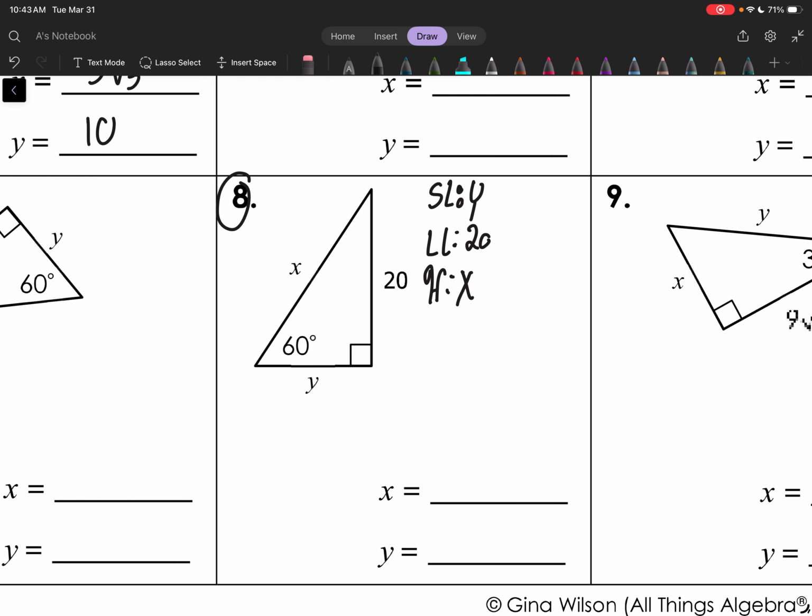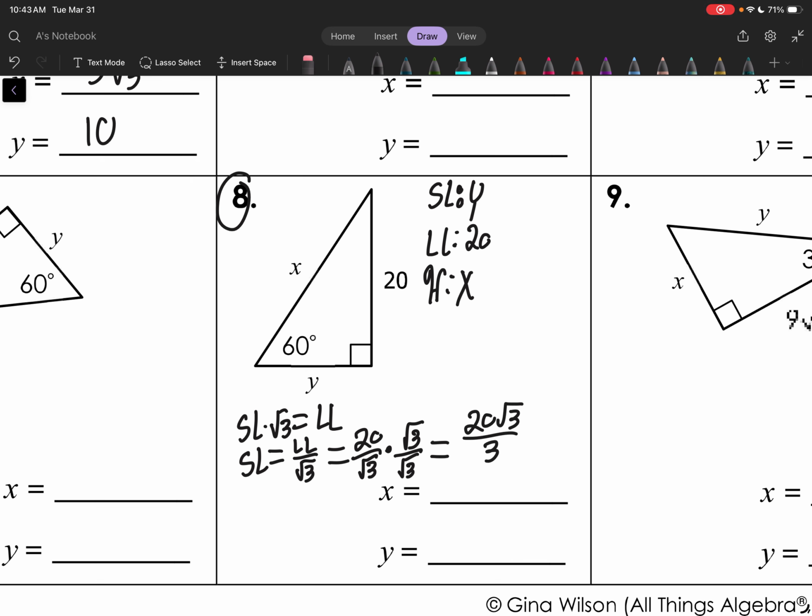If my short leg is y, I know short leg times square root 3 is equal to my long leg. Therefore, short leg is equal to long leg over the square root of 3. This is 20 over the square root of 3. I need to rationalize by multiplying by my radical in the denominator. 20 square root 3 over 3. That is what my short leg is, which is y.